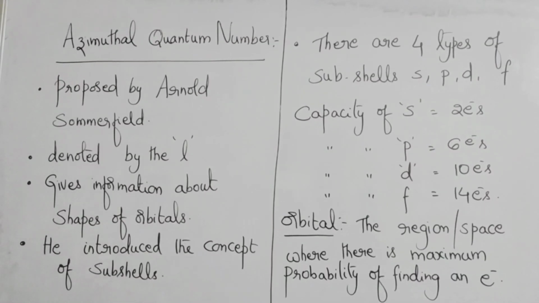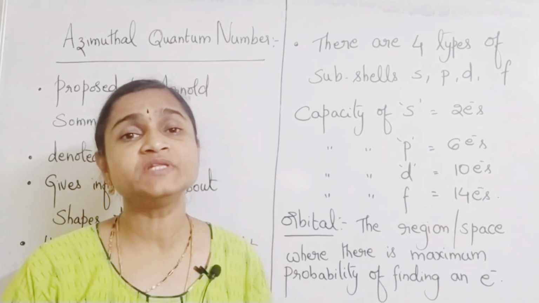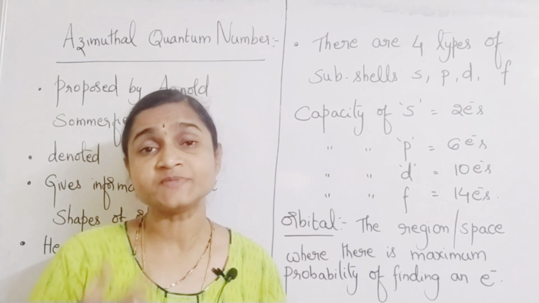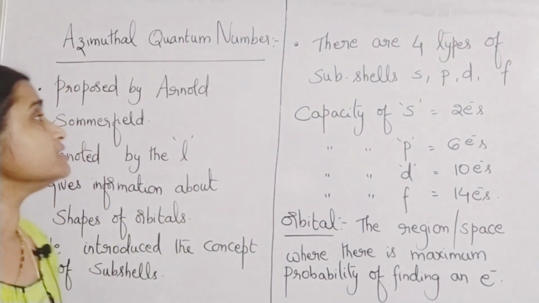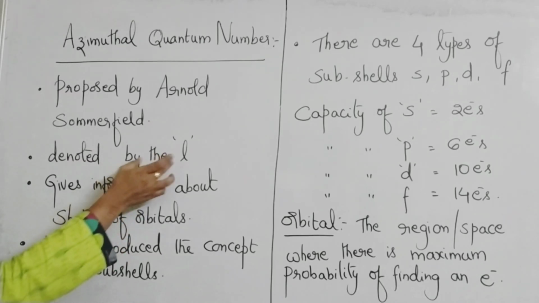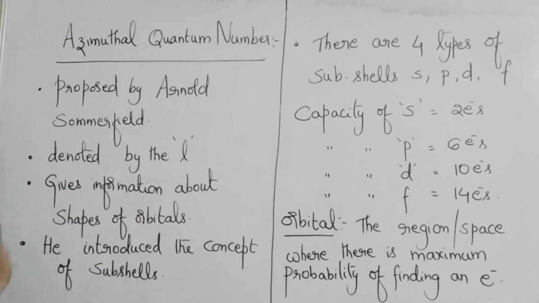The second one is very important, very crucial. We are going to learn many new points in this azimuthal quantum number. The azimuthal quantum number is also called the subsidiary quantum number or angular momentum quantum number. Arnold Sommerfeld is the scientist who proposed this quantum number. It is denoted by the letter l. And this quantum number gives information about the shapes of orbitals.